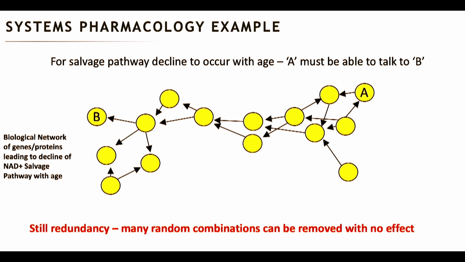See what happens. Well, it is having some sort of impact now. But the main point is, A is still talking to B. And this means there's still redundancy. And what it shows is that in biology, many random combinations of targets can actually be removed without any effect whatsoever. The biology will keep on going. And that's why you get a high rate of failure in drug development, because people just don't account for this.